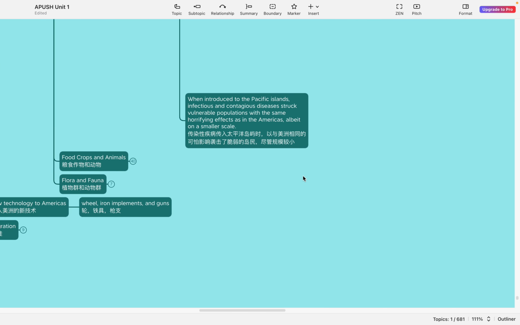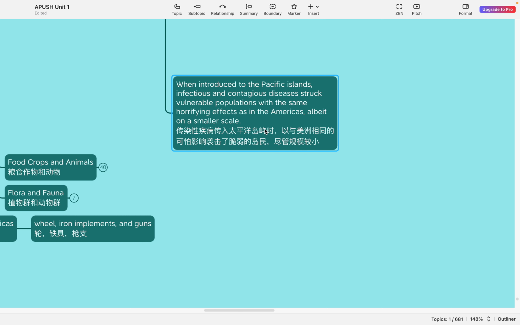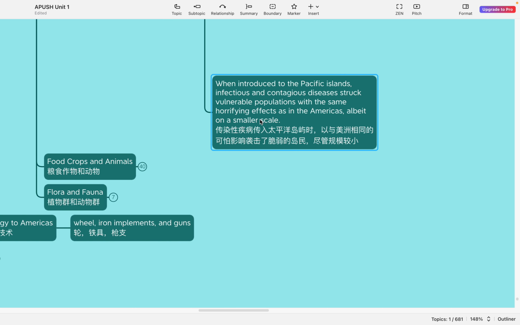Later, when Europeans reached Pacific Islands, they brought similar but relatively smaller scale devastating impacts on the island natives. This dual approach of virus plus violence by Europeans caused immense suffering for indigenous people in the Americas and Pacific Islands. It's a tragic chapter in history that reads more like a horror story than a historical text.